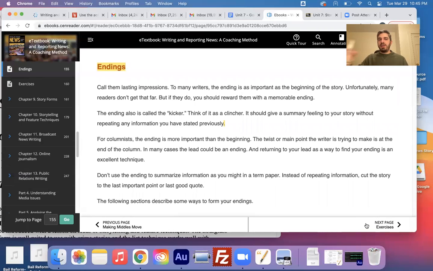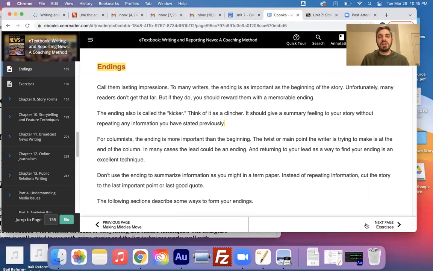And endings. Call them lasting impressions. To many writers, the ending is as important as the beginning. Sometimes readers don't always get that far, but if you do, you should reward them with a memorable ending.